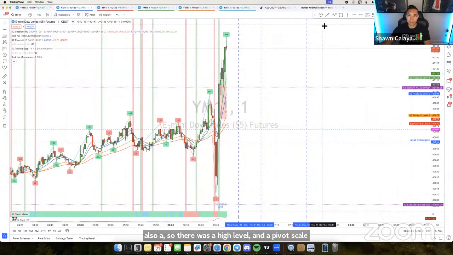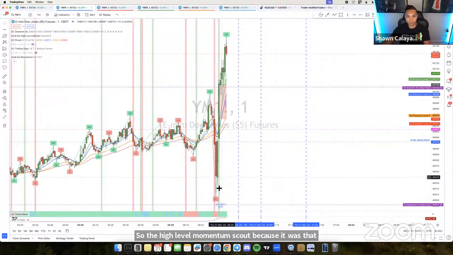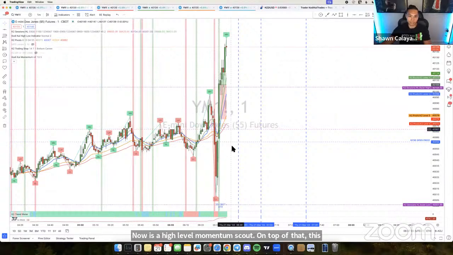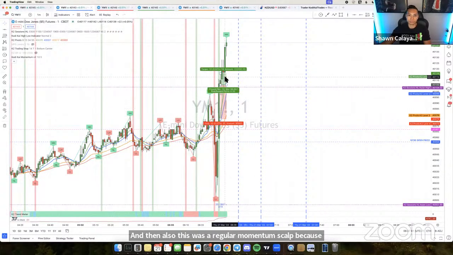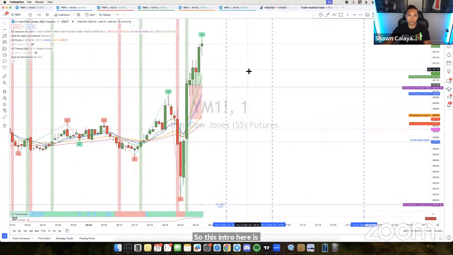So the high-low momentum scalp, because there was a lower low right here, this buy signal broken close past pivots 1 and 2. And that was a high-low momentum scalp. On top of that, this was a pivot scalp because this buy signal was above pivots. And then also this was a regular momentum scalp because the trend meter down below is green and the buy signal is here. So this entry right here was basically 3 strategies in one, like a super confluence right there.